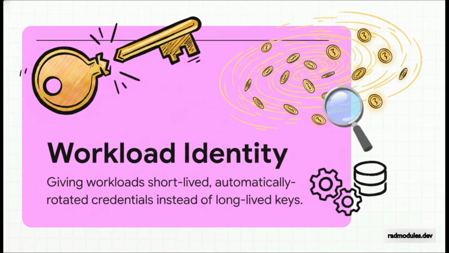Think about the old way. You generate a static JSON key. It's basically a password that just sits there forever, rarely getting changed. If that thing ever leaks, an attacker has a permanent key to your kingdom. Workload identity completely flips that. It gives your code temporary, automatically rotated credentials that expire really fast.